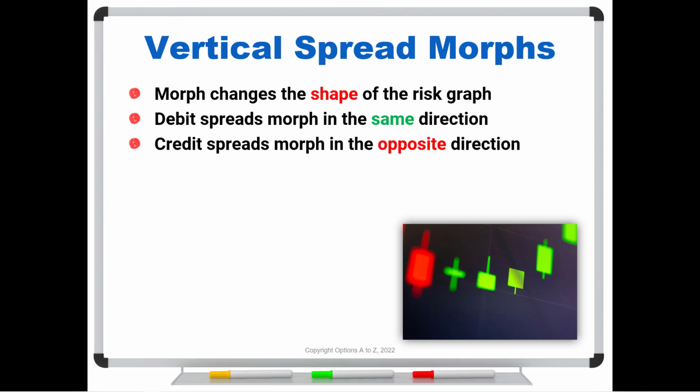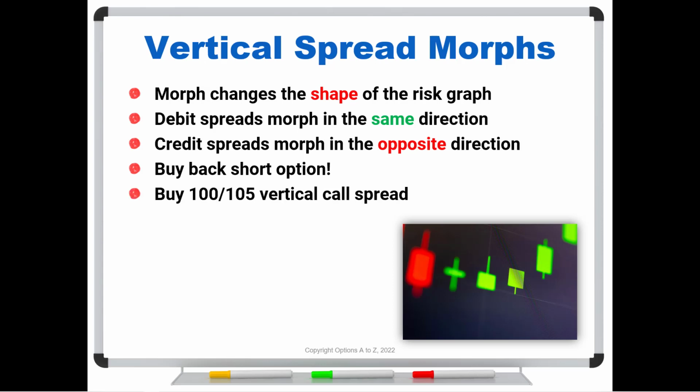But regardless of the morph for these vertical spreads, the way you're going to do it is to just buy back the short option. Whether it's a call or a put, debit spread, credit spread, doesn't matter. You just buy back the short option. Now, there are other morphs, some of them a little bit more complicated, but this is a very simple one that every options trader should know. So for example, let's say that you buy the 100-105 vertical call spread, and let's just say that you spend $3 for it. This is a net debit trade.